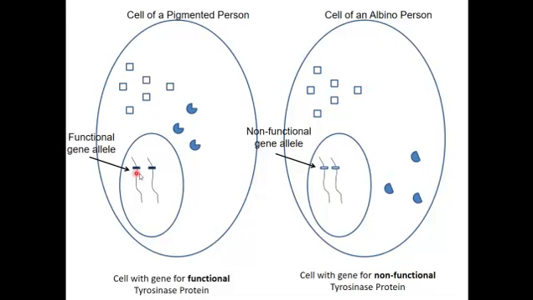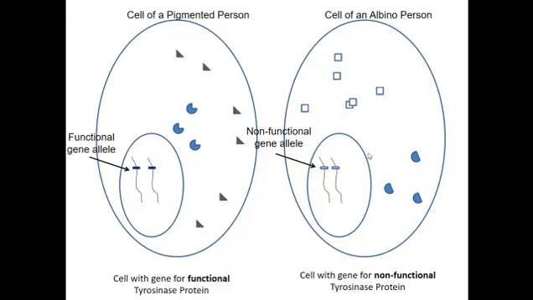All right, when you have two functional alleles, your colorless molecules go through the functional enzymes that are present and get turned into colored melanin. But when you have non-functional alleles, we do not have functional tyrosinase enzymes. Therefore, those white molecules do not get converted into the colored melanin molecules.